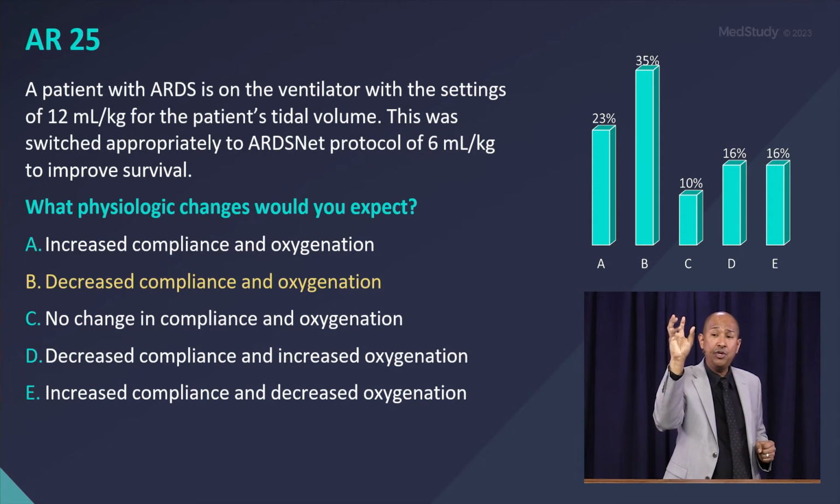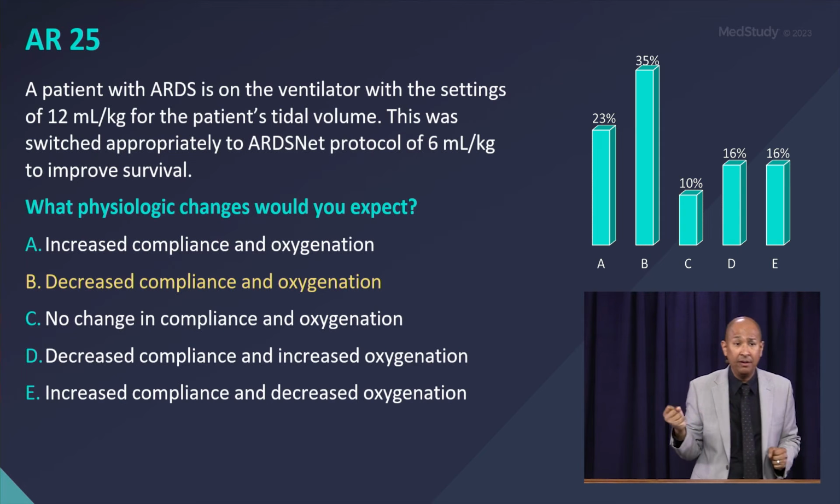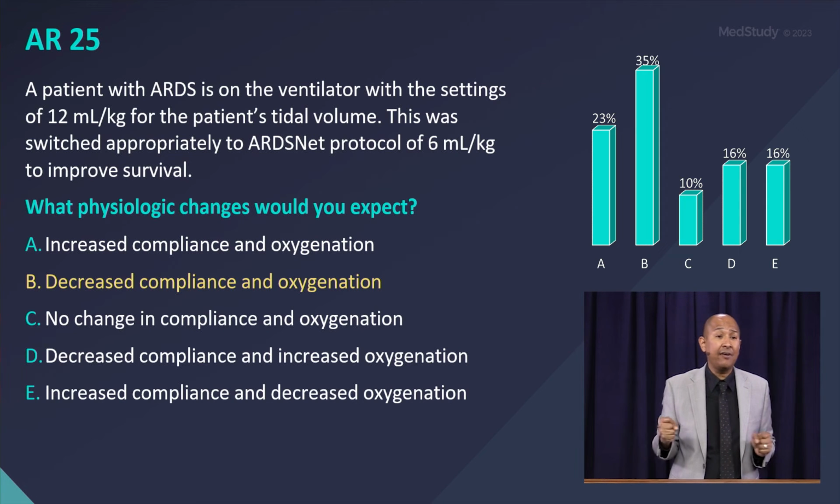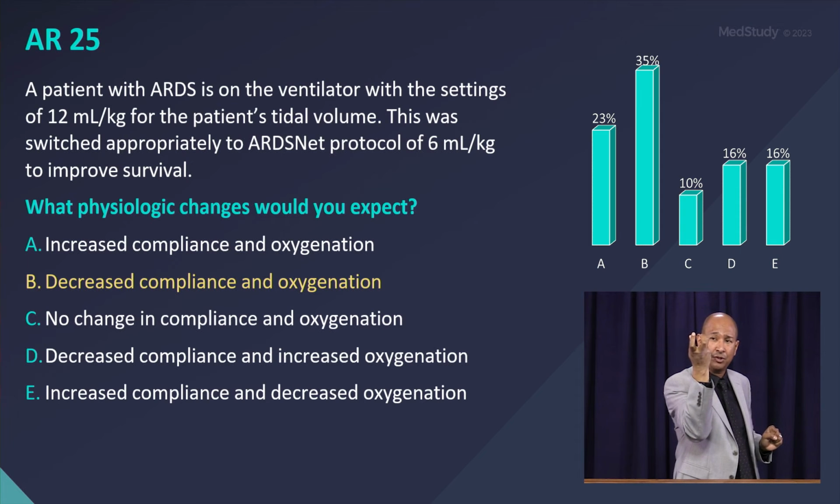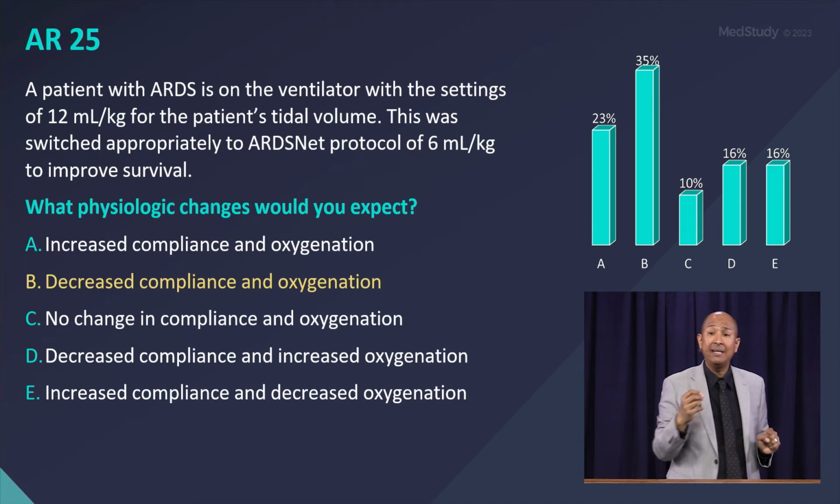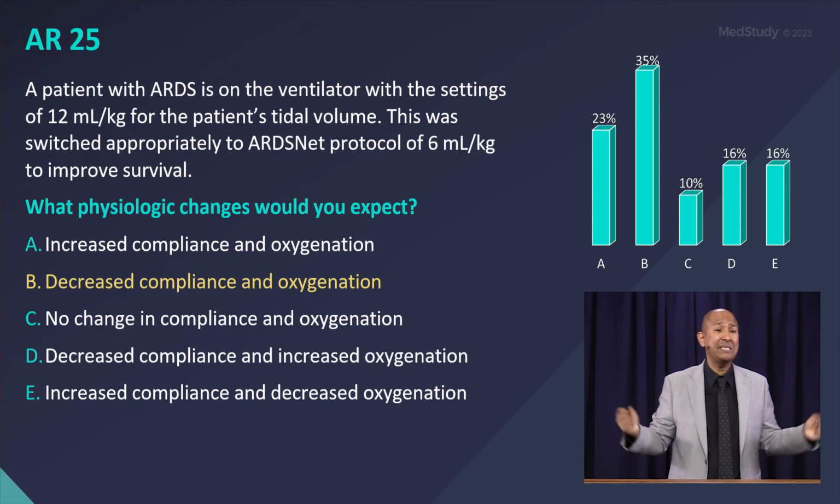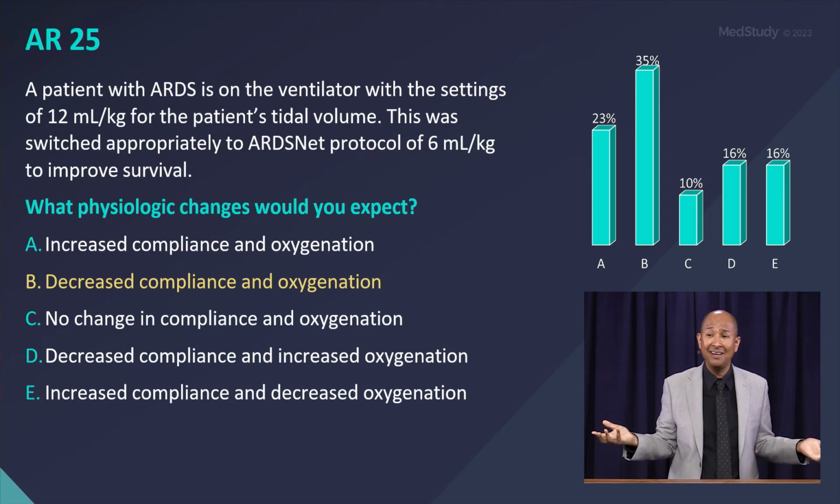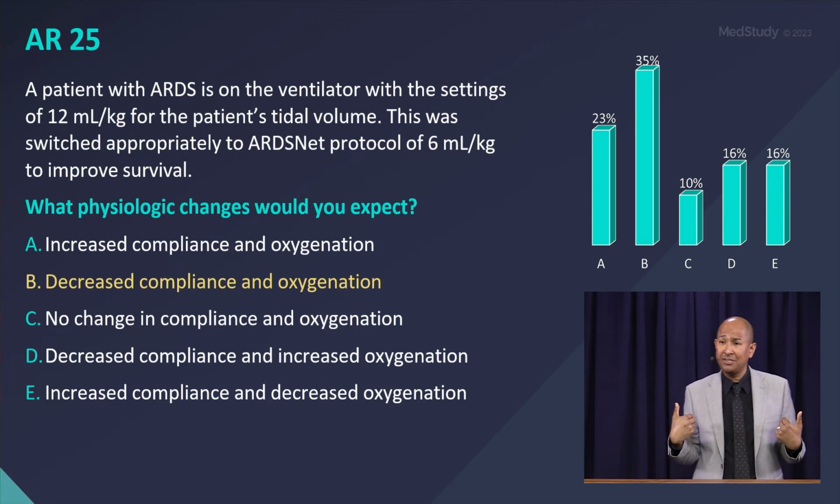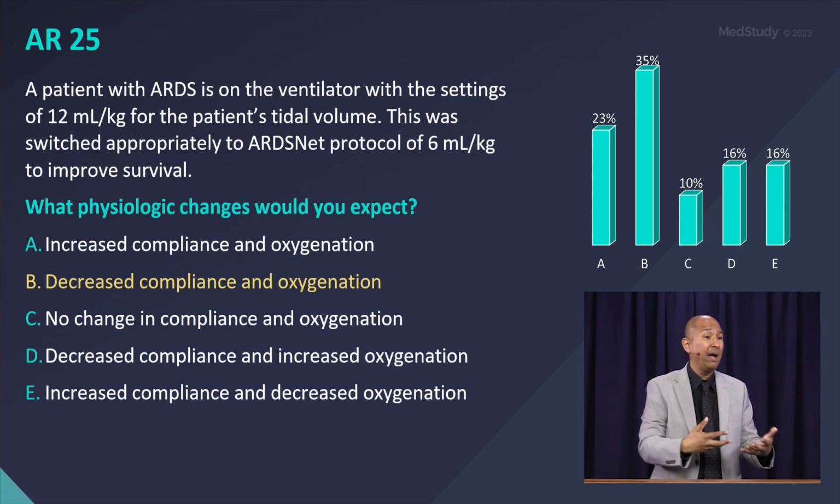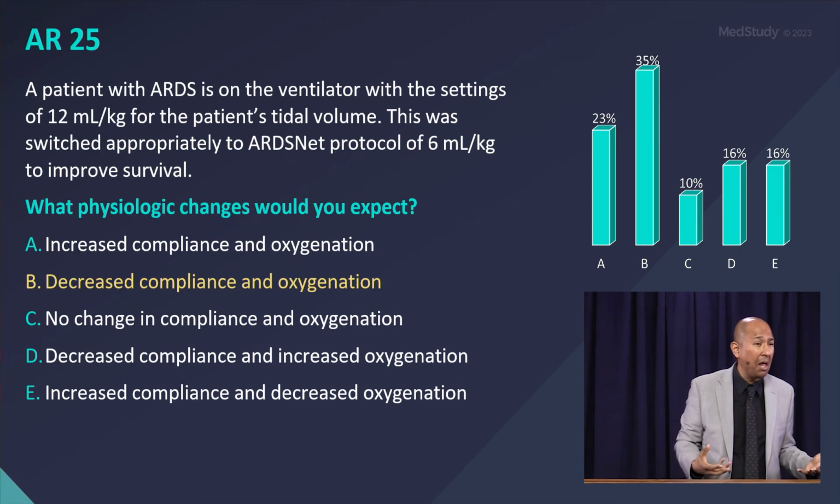Atelectasis. So when you have atelectasis, everyone, what happens to surface area in the lung? It decreases. Therefore, what happens to diffusion of oxygen? Decreases. And when you have alveoli that are shriveled up like a balloon that's all shriveled up, does that make your lung more compliant or less compliant? Less compliant. So what's the answer here? B.